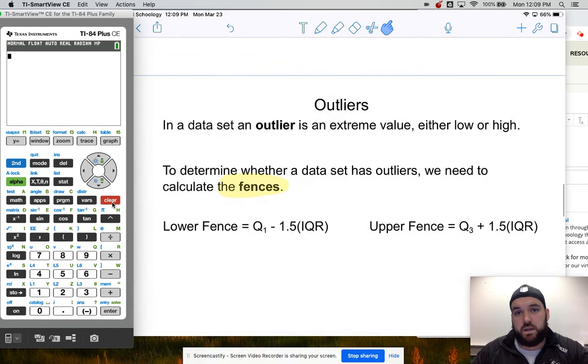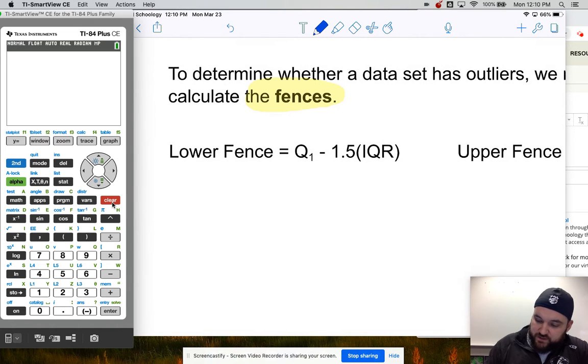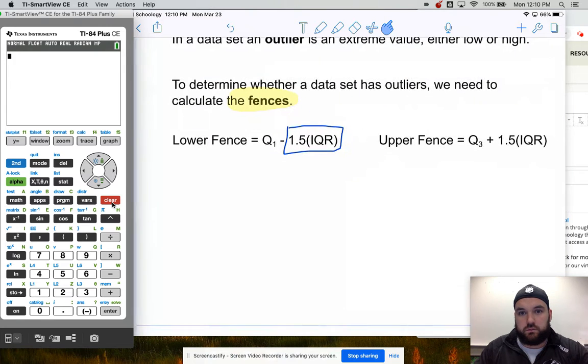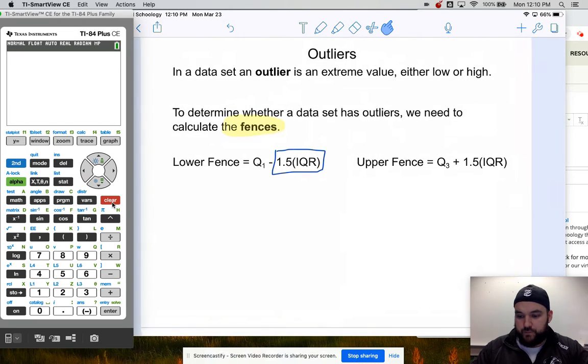And the way we're going to find these fences is we're going to take 1.5 times the IQR. So we're going to take 1.5 and multiply by whatever the IQR is, and then we're going to add it to the third quartile to get the upper fence. And then the lower fence is going to be that number subtracted from Q1, and that will tell us what threshold number determines whether something's an outlier.